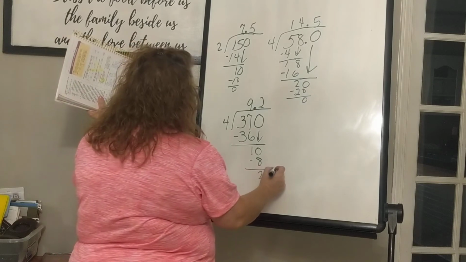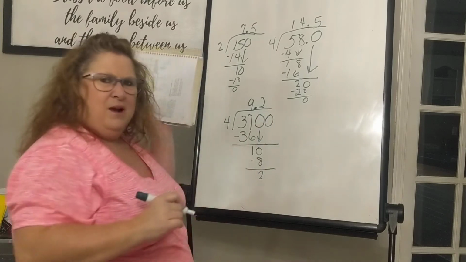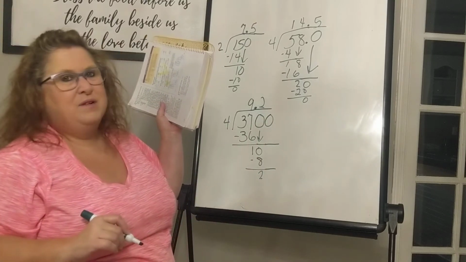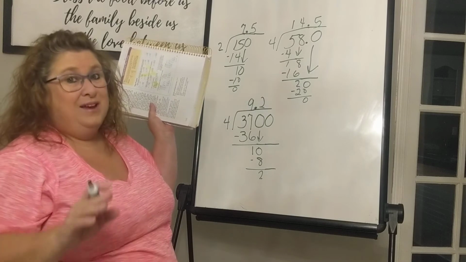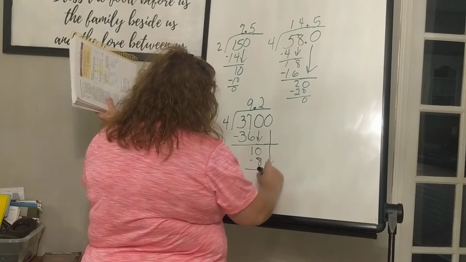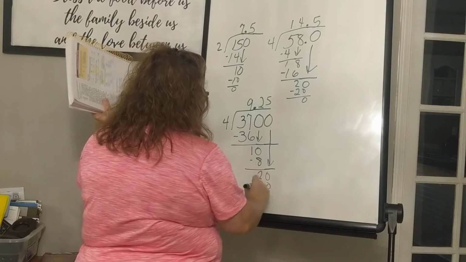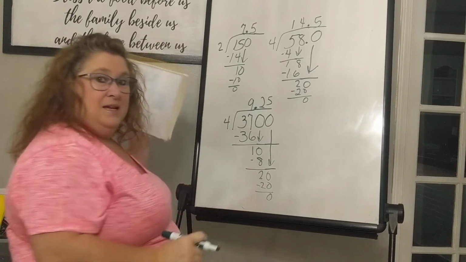Now I'm going to have to annex another 0. Do I put another decimal in my quotient? No, we never see an answer with 2 decimals, but we will have to annex another 0. So we bring that 0 down, and then 4 will go into 20 5 times, and 4 times 5 is 20. 20 minus 20 is 0.